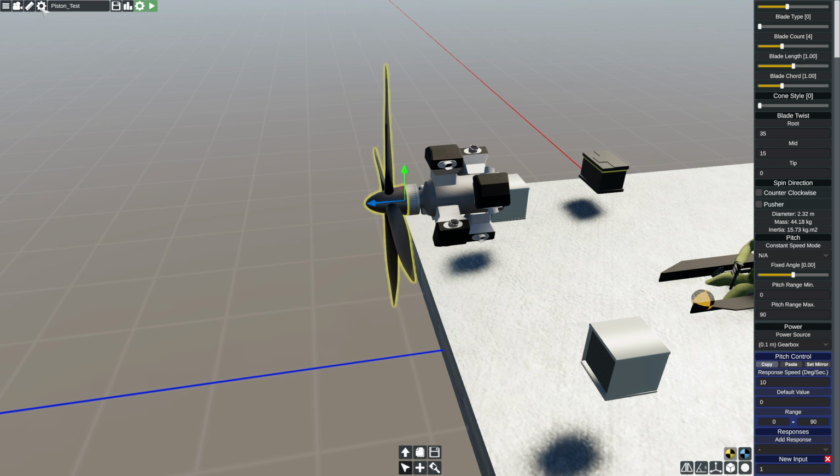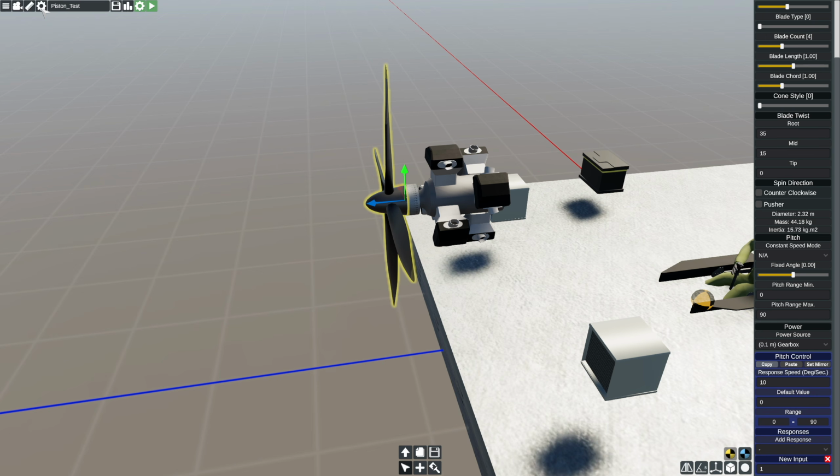The first is actually no control at all, and the blade remains at a fixed pitch. This means that the propeller can only be optimized to operate at one airspeed and will suffer at all other speeds. This is an ideal choice for early aircraft that did not have any form of variable pitch. To use this mode, simply set the constant speed mode to NA and adjust the blade twist to your liking.